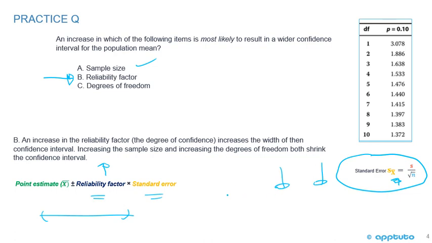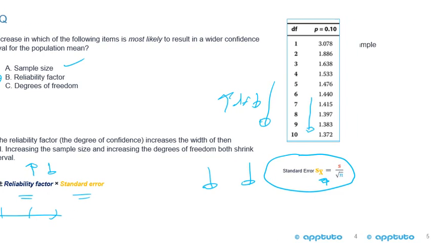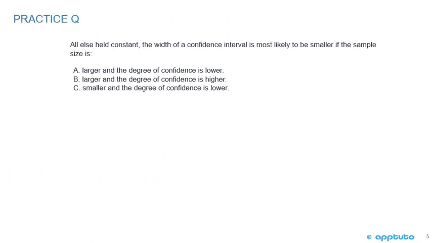And the other one is the degrees of freedom for C. You can see as you increase the degrees of freedom, what's happening? Your reliability factor is going down. So just remember that. As you increase the degrees of freedom, your reliability factor is going down. So if that's going down, then you're also making the range more narrow. Nice little practice question. So another practice question, this one's just the opposite of the previous one.